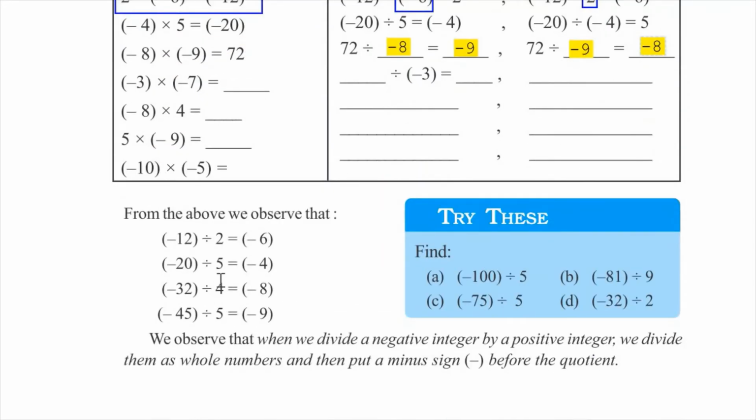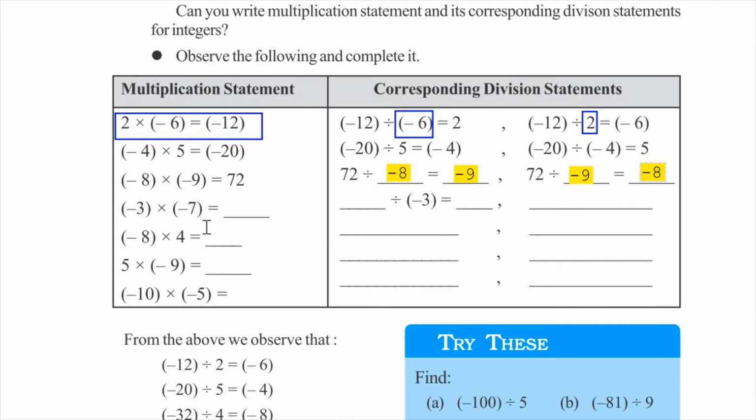Let us move on. From the above, we observe that minus 12 divided by 2 is equal to minus 6. Minus 20 divided by 5 is equal to minus 4. Minus 32 divided by 4 is equal to minus 8. Minus 45 divided by 5 is equal to minus 9. If you make a keen observation here, not only did we write two division statements from each multiplication statement, we also found out the signs of the quotients after we divide by either a positive or a negative number. Take the first example.